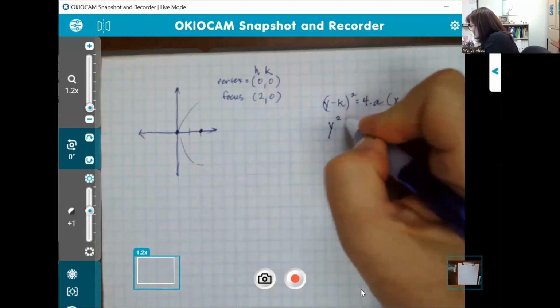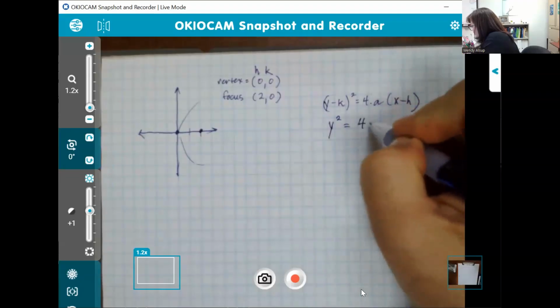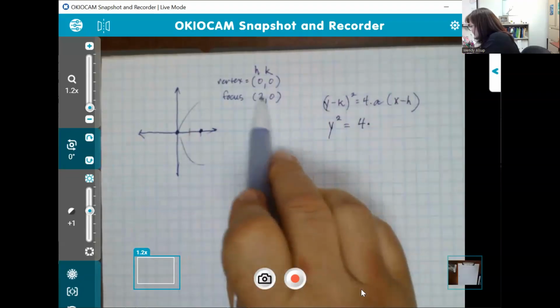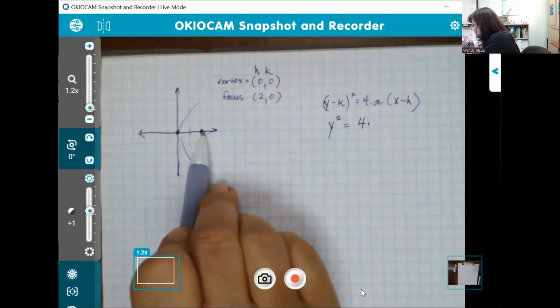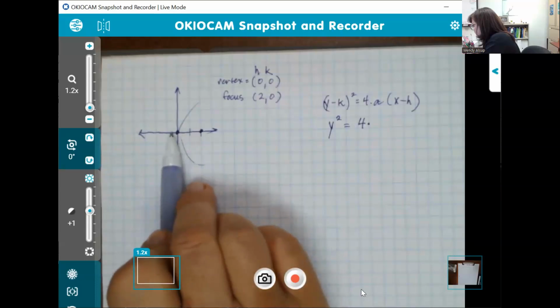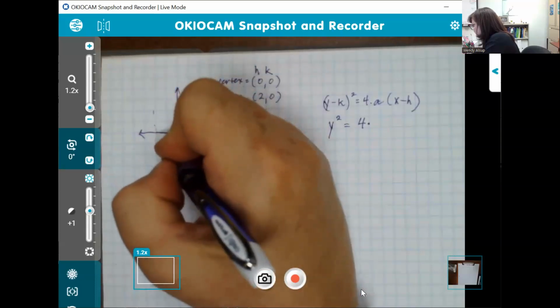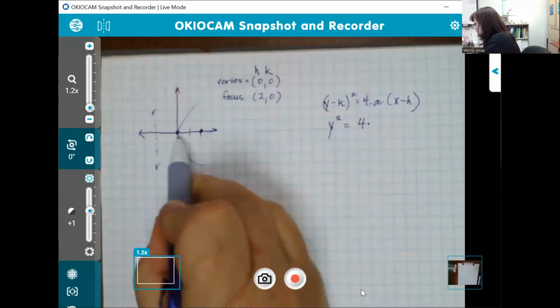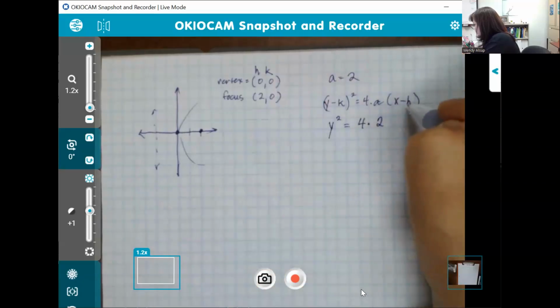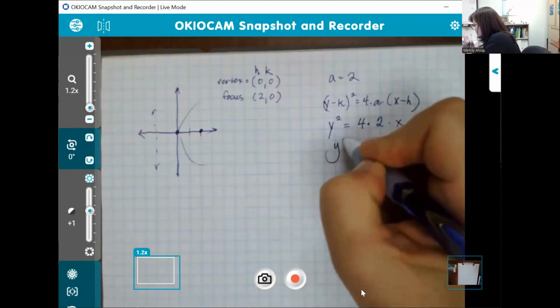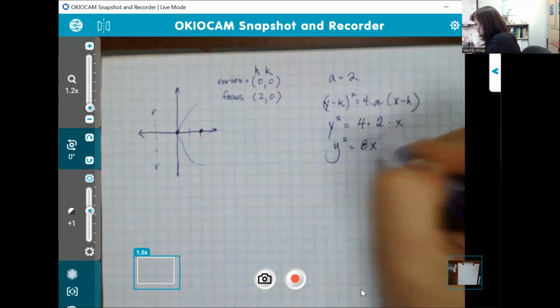So I'm just at y squared equals 4 times a. Your a is the distance between the foci and the vertex, or the vertex and the directrix. And our a in this case is 2. So we've got 4 times 2. Our h was 0, so 4 times 2 times x. So y squared equals 8x.